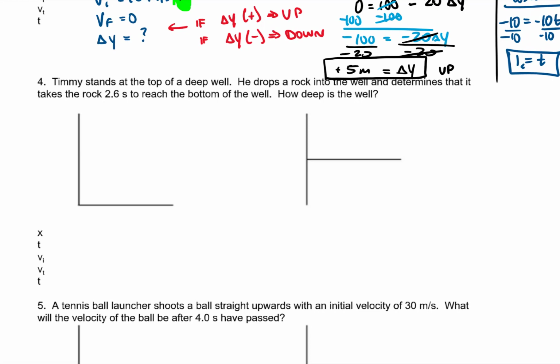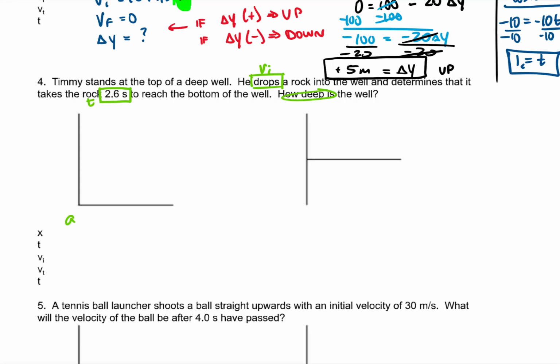All right, now we have Timmy, top of a deep well. He's going to drop a rock and determines it takes 2.6 seconds to reach the bottom. So he's going to drop the rock. That is a piece of given information. That means our initial velocity is 0. It takes 2.6 seconds to reach the bottom, and I want to know how deep the well is. 2.6 seconds is our time, and how deep is what we're looking for.